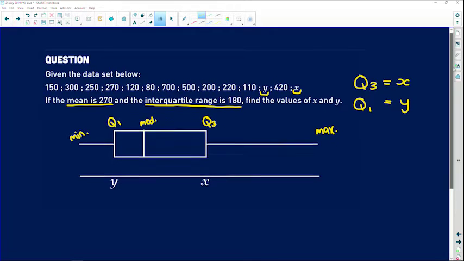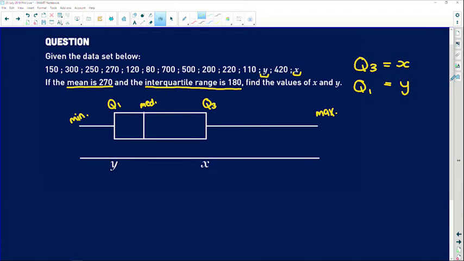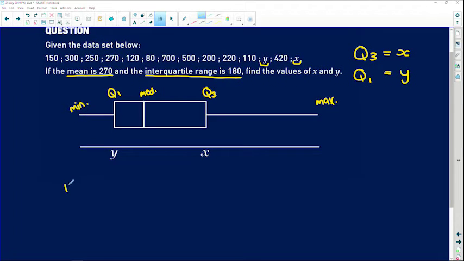Now, when we have variables that we need to find, remember guys, if you have a certain number of variables, you need to have a certain number of equations in terms of those variables to solve for them. So if I have two variables, like in this instance, I have x and y, I'm going to need two simultaneous equations to work with. So let's see what they're going to be. The first one, we're going to be working with the mean because we were given that it is 270.